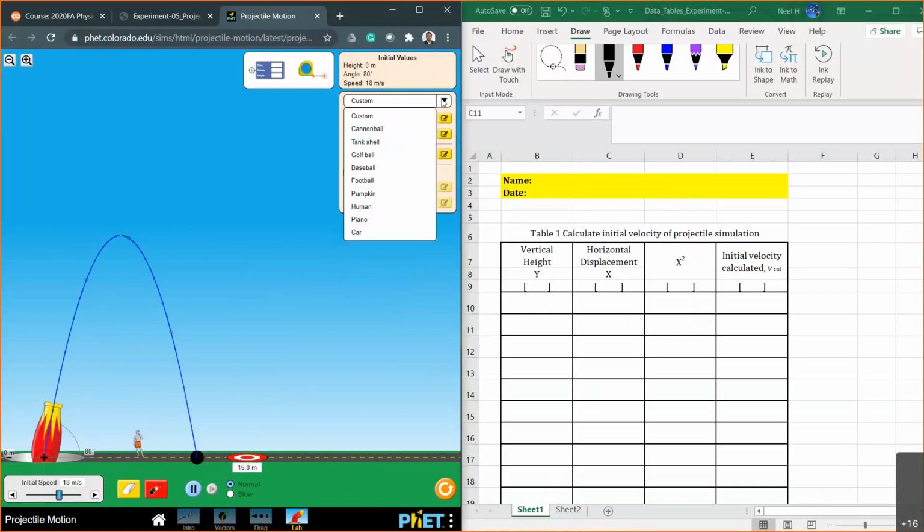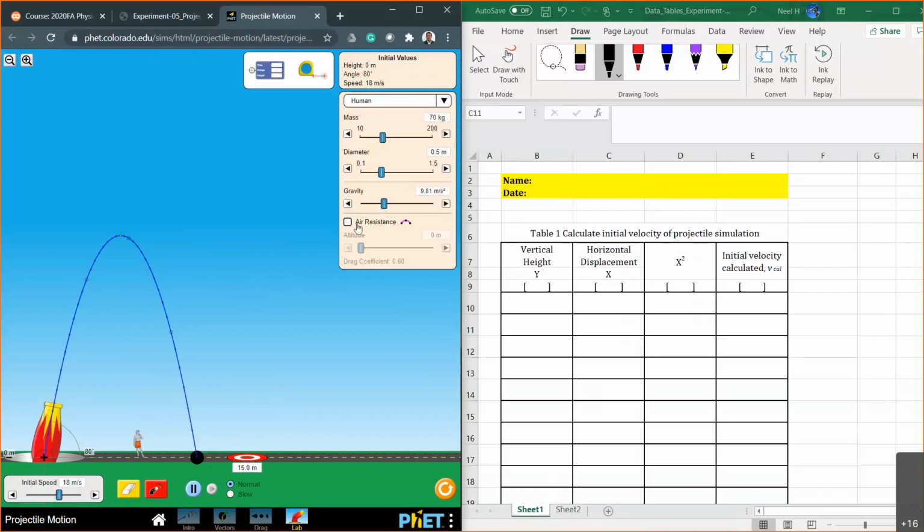Going to the right-hand side, change the object. Let's put a human there. Mass and shape are completely different. Click the fire button right here on the bottom, the red button. You can see he goes exactly the same path because the initial velocity is zero and the initial angle is zero. The size or shape of the object doesn't matter.